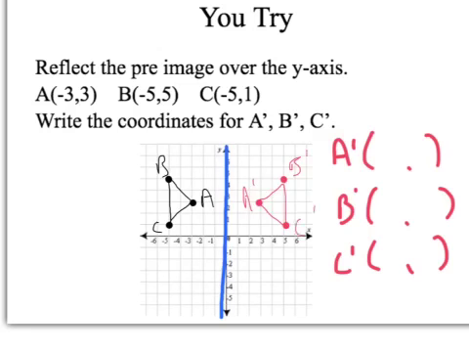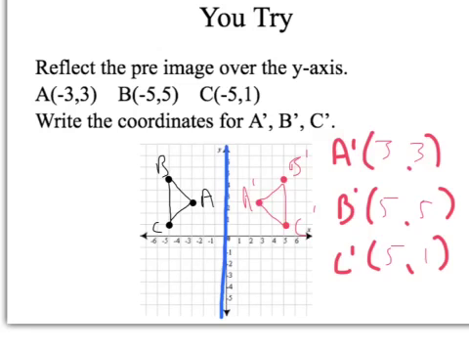And then to write the coordinates down, to get A prime, I go to the right 1, 2, 3, and up 3. So my coordinate would be 3, 3. For B prime, I go to the right 5 and up 5. And for C prime, I go to the right 1 and up 1.